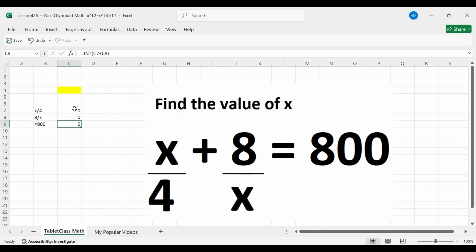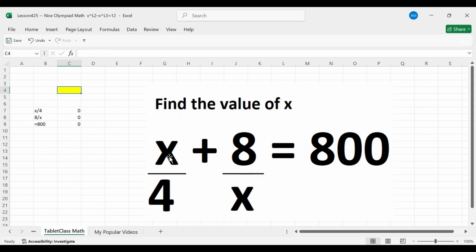When the outcomes of these two are added, it should become 800. At the moment, it is just 0. If we put, for example, 1 in here, let's see. 8 divided by 1 is 8, and 1 divided by 4 is 0.25. So the result is 8.25. That's the answer. What we need to do is solve this equation.